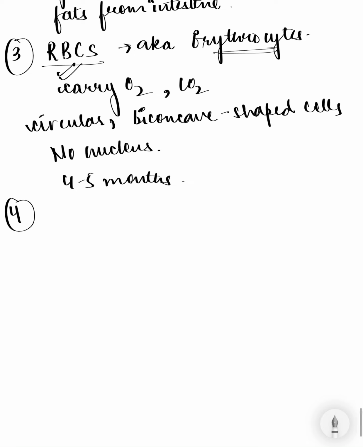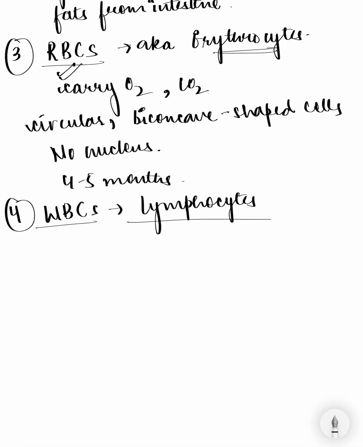Now next component of blood, the very next cell is the WBC. These are the white blood cells. These are also known as lymphocytes. These cells help in fighting the infections and protects us from the diseases. These cells also make the antibodies to fight infection. Now, next component of the blood is the platelets.